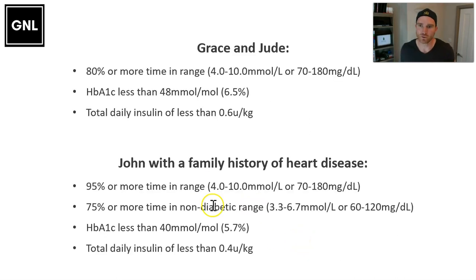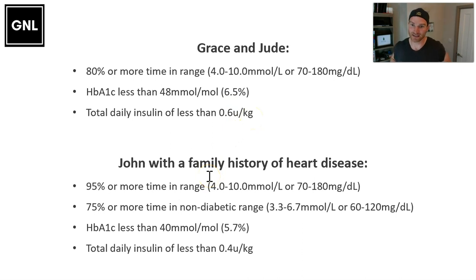So Grace and Jude, what we'll be aiming for you is a minimum of 80% or more time in range, an HbA1c of less than 48 millimoles per mole, or 6.5%, and certainly a total insulin dose of less than 0.6 units per kilo, which we'll achieve by regular amounts of activity in a day, at least 60 minutes, prioritizing the activity after eating, and using exercise in between meals to lower glucose instead of correction doses. Very easy to get that below 0.6 units per kilo.